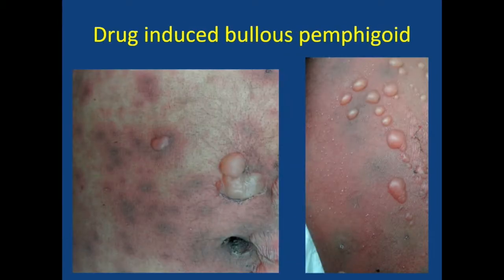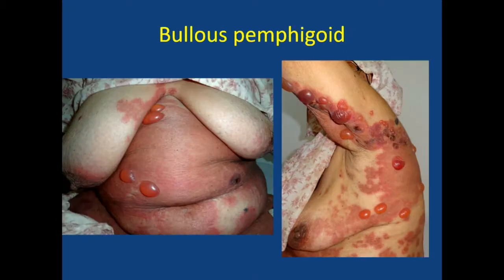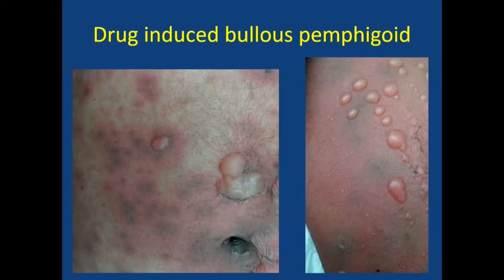This photograph I added to compare with the previous photo. What you can see here is a background erythema and urticaria, but there are no EM-like lesions or atypical target-like lesions. Whereas in this photograph, there are atypical target-like lesions. So there is a central dusky lesion surrounded by erythema, and you can see small pustules and tense blisters. This is drug-induced bullous pemphigoid. So if it is a drug-induced etiology, invariably you see EM-like lesions or target-like lesions.